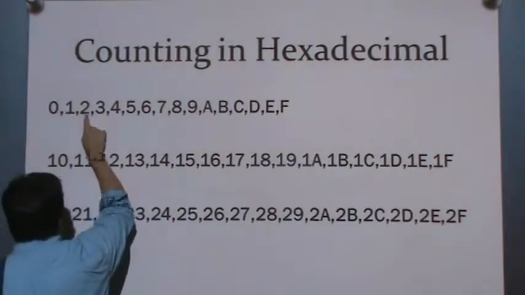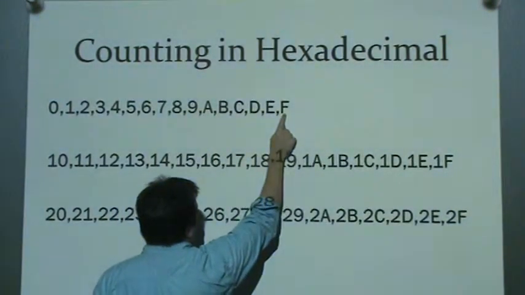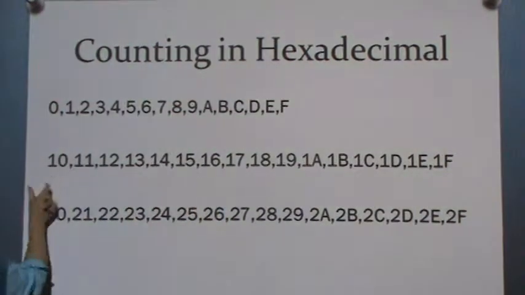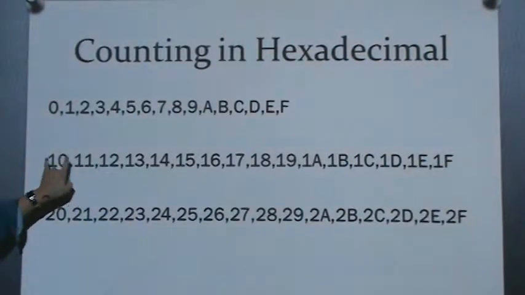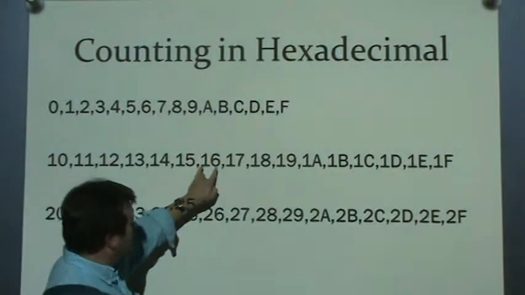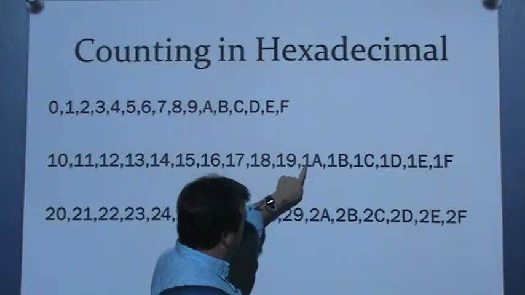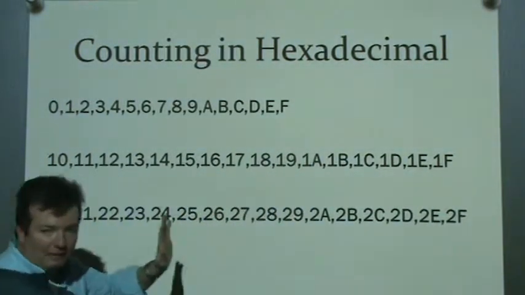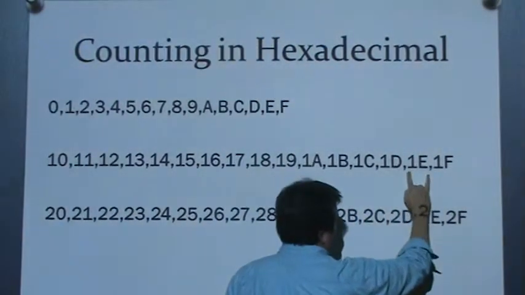So it goes 0, 1, 2, 3, 4, 5, 6, 7, 8, 9, 10, 11, 12, 13, 14, 15. This is 16. This is the only part that's just a matter of getting used to. This is the way you represent 16. This is hexadecimal for the decimal value 16. And then it's 17, 18, 19, 20, 21, 22, 24, 25, 26. So after 19 comes 1A, because A is the symbol after 9. And then 1B, and then 1C, and then 1D, and then 1E, and then 1F.